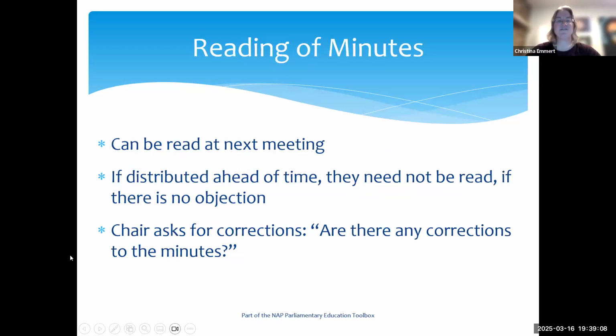Reading of the minutes. They can be read at the next meeting, but now in this day and age of email and electronic websites and things like that, if they're distributed ahead of time, they don't need to be read if there's no objection. The chair would ask for corrections. So once the minutes are presented, the chair would ask, are there any corrections to the minutes? The chair does not have to ask, can I have a motion to adopt the minutes? Because you have to adopt the minutes. Those are the official record of your organization. So all the chair would ask is, are there corrections to the minutes? And that's of course part of presiding, not part of minutes, but I like to point that out.